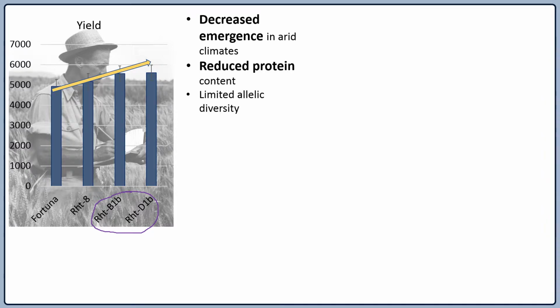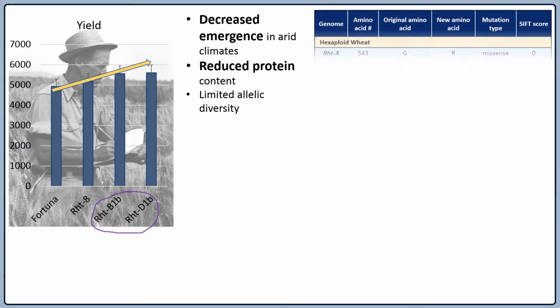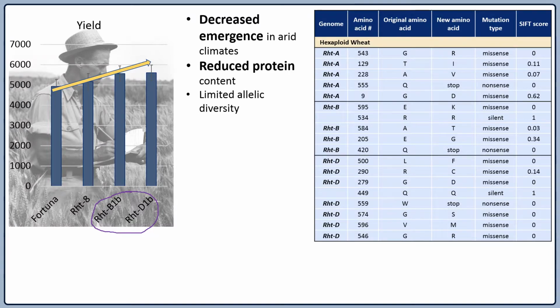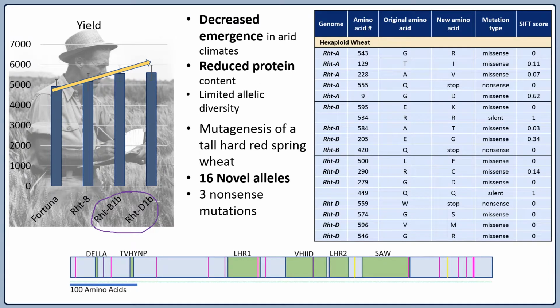However, despite their agronomic benefits, they're also associated with decreased emergence in arid climates, reduced protein content compared to tall wild-type plants, and also beyond RHT-B1b and RHT-D1b, there's very limited allelic diversity for semi-dwarfing genes in wheat. So the primary objective of my project has been to use non-GMO mutagenesis to develop and identify novel RHT1 alleles.